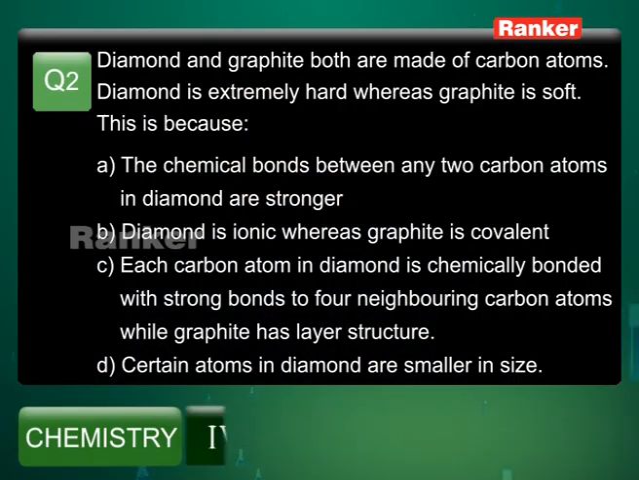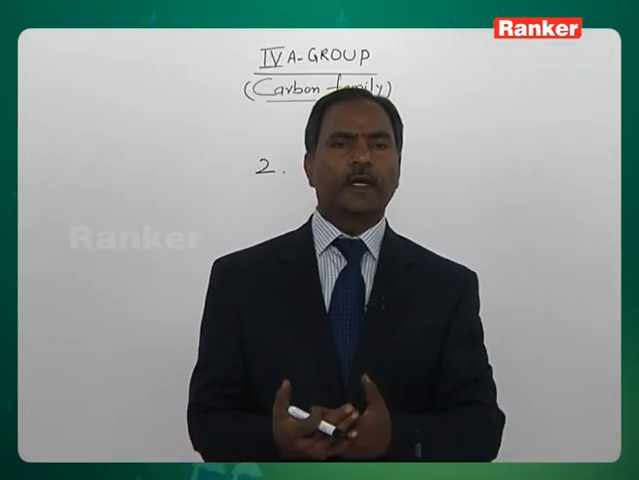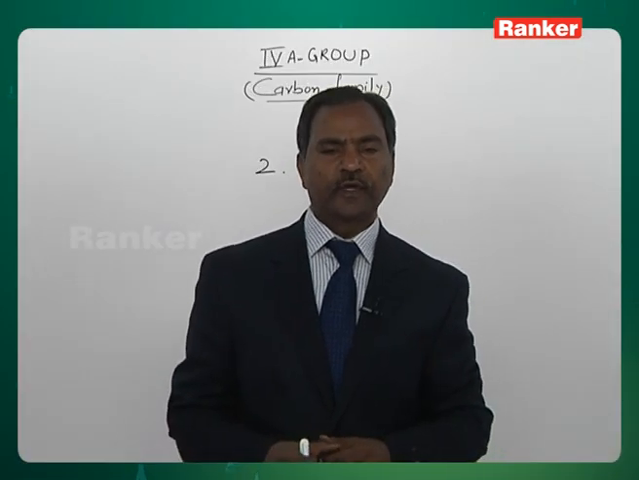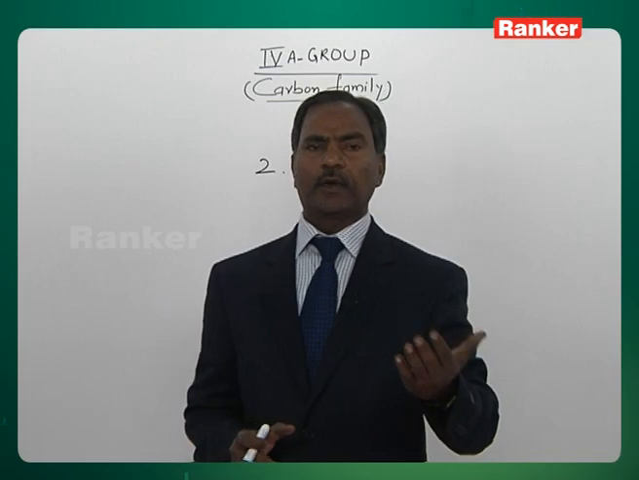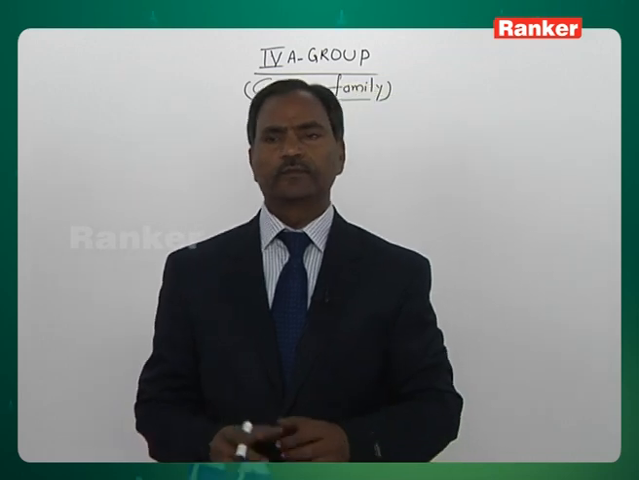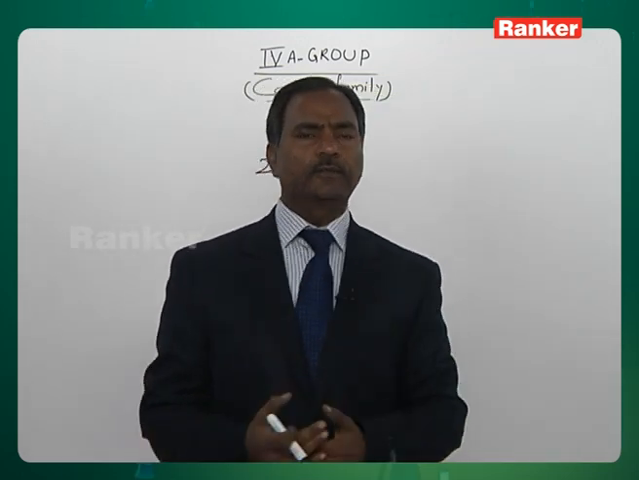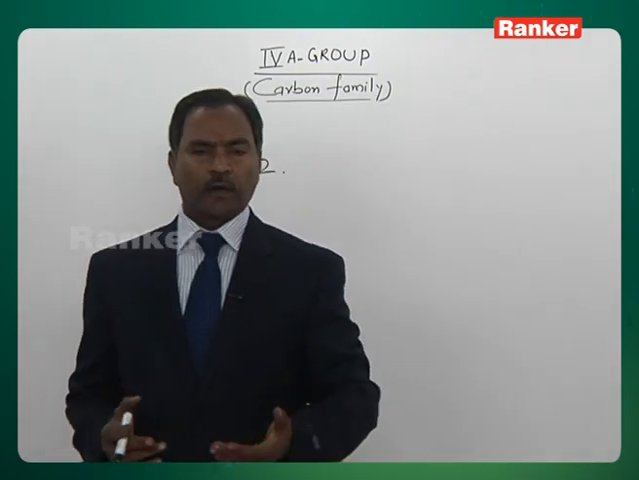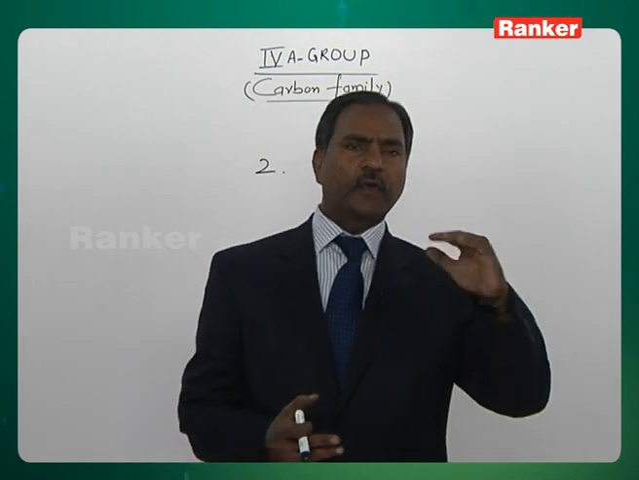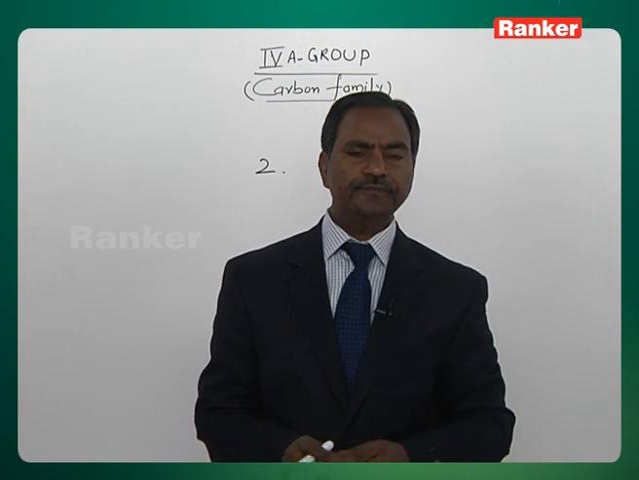Coming to option A, the chemical bond between any two carbon atoms in diamond is stronger. Coming to the second, diamond is ionic whereas graphite is covalent. See, diamond and graphite both are actually covalent substances only. These are non-polar, not ionic. It's better to say covalent substances, not ionic substances.